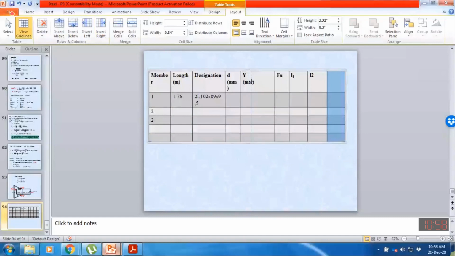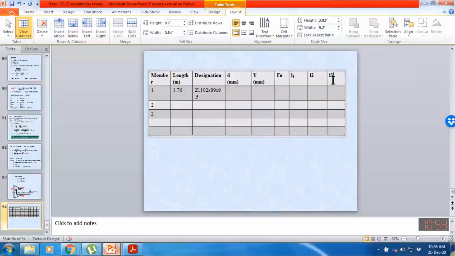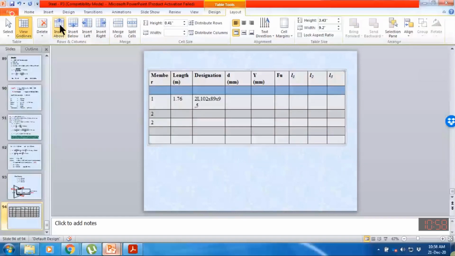And you can write down here. So here you can make the summary. So L3 may be 0. So actually, first of all, you need to design the weld for the heaviest member.